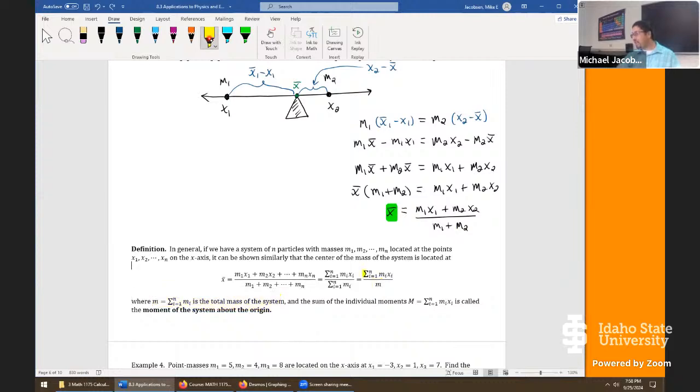The one I want to leave highlighted is this one. This one is called M, and it's referred to as the moment of the system about the origin. It's the tendency for the system to rotate towards this direction or to rotate towards that direction. That numerator describes that tendency of rotation. So we just call it the moment about the origin.